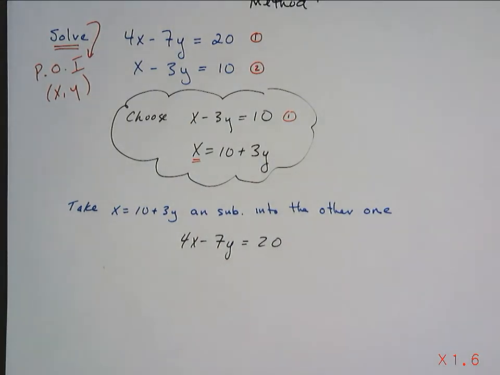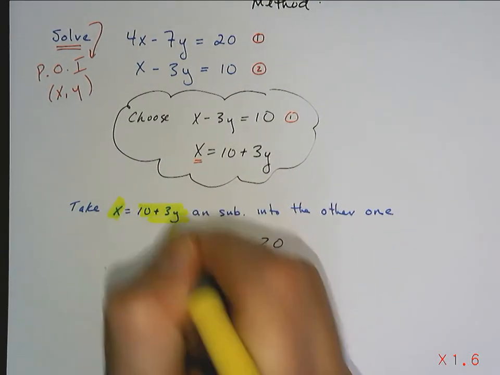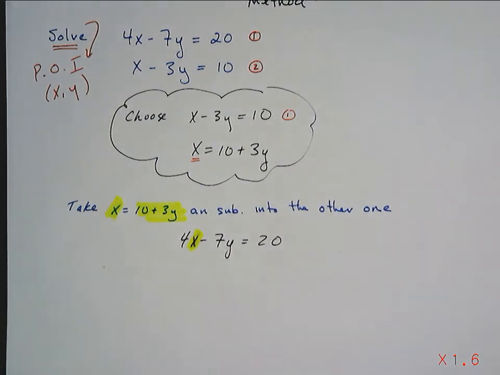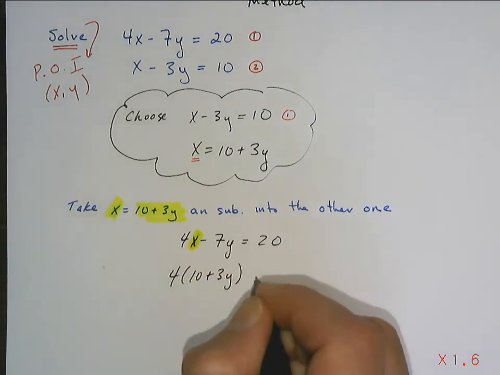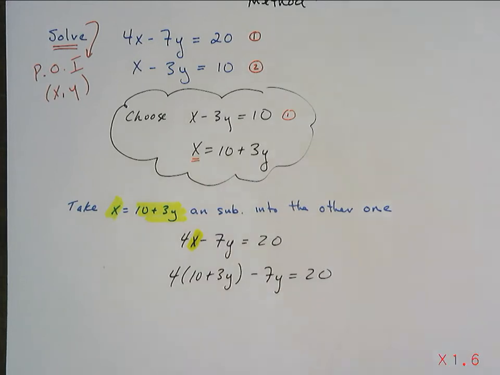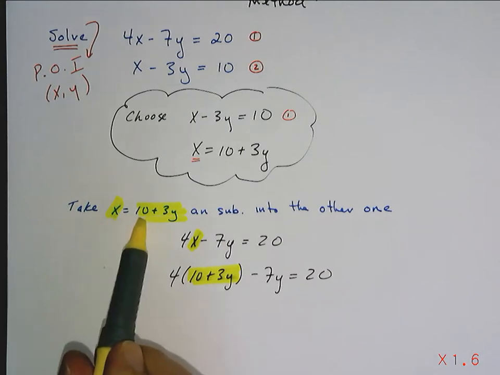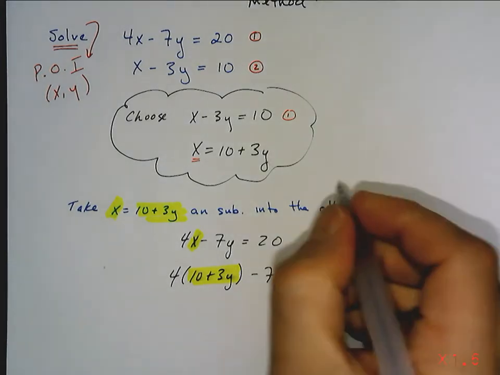That's the other one. And what I'm substituting, let's be very clear here, is I'm taking x, which equals 10 plus 3y, and I'm putting it into the x here. So instead of writing an x, I'm going to write 10 plus 3y minus 7y equals 20. So what I did was I substituted the x, which is 10 plus 3y. I found the x in the other equation, and I replaced it or substituted it with the 10 plus 3y. That's why it's called substitution, and that is step number 2.